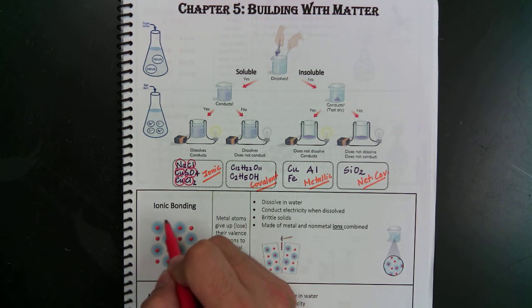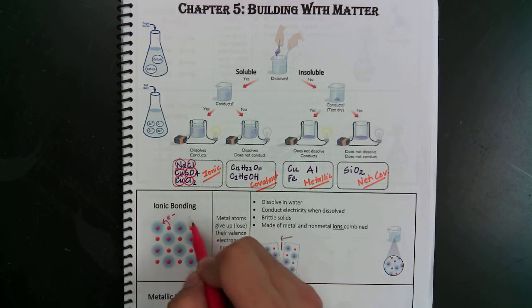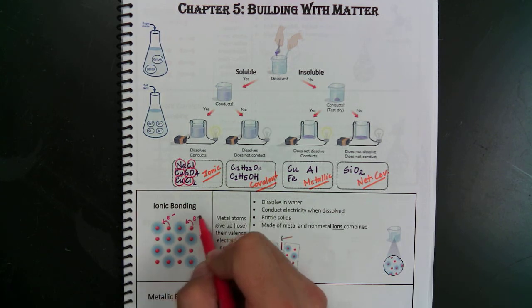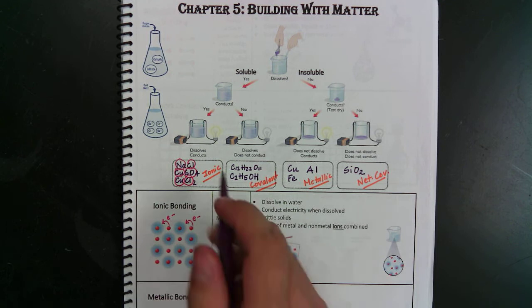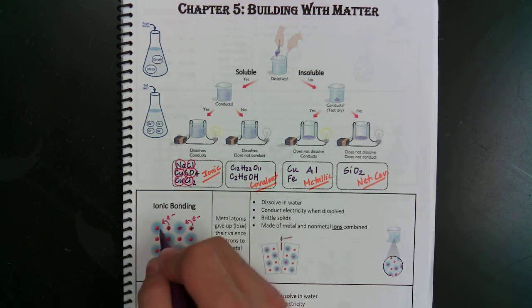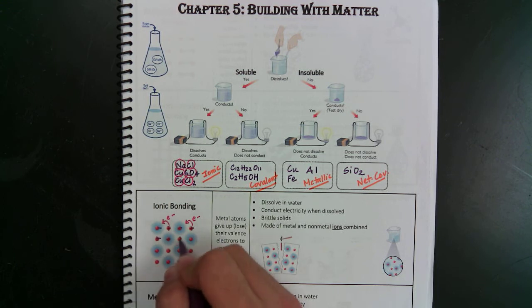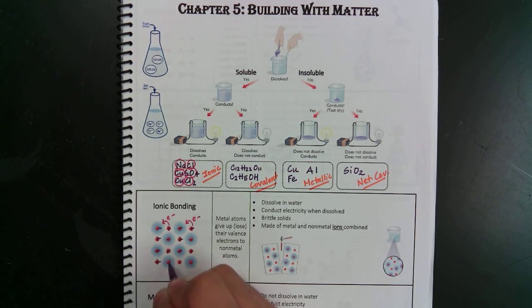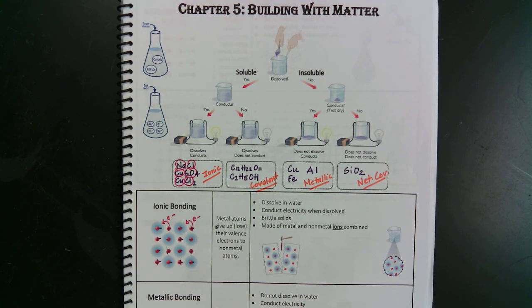So here, these electrons were given up and they go to the nonmetal atoms. You then form positive cations, the things that lost electrons, and negative ions for the things that gained, and you have this alternating array of positive and negative ions that attract to each other, and that's what holds those substances together.